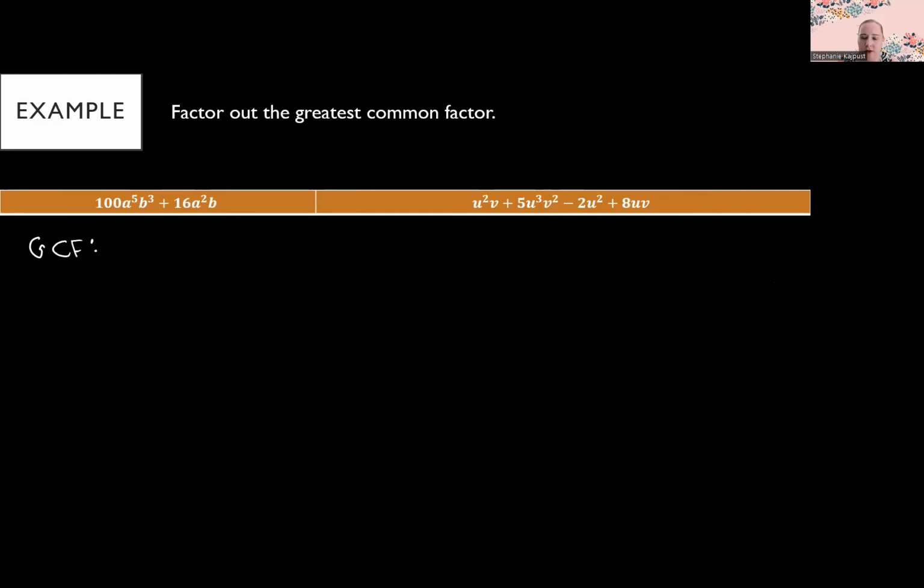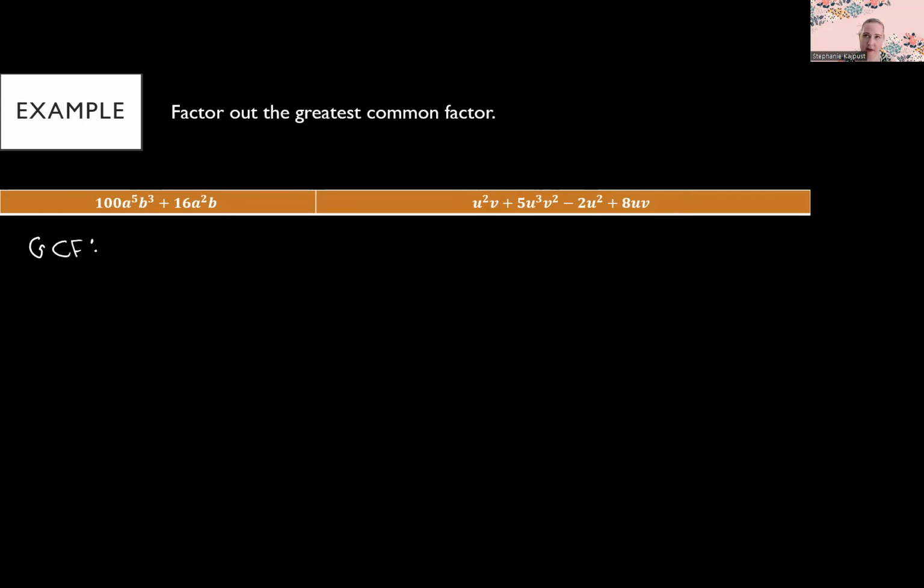So left here, I've got 100 a squared to the fifth b cubed plus 16 a squared b. So I need to figure out the largest number I can divide out of 100 and 16. So I'm going to look at the 16 and first say, okay, can divide 16 out of 100. And that's a no, but you can use your calculator. You're basically doing 100 divided by 16 and then seeing do you get a whole number. But you don't, you get 6.25. So if you don't get a whole number, you can't divide it out.